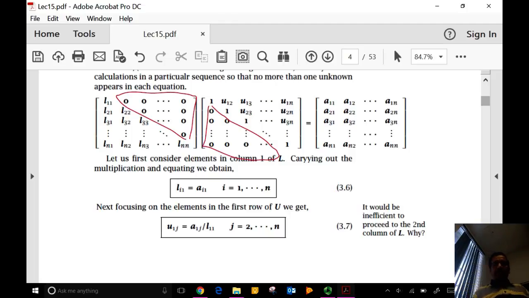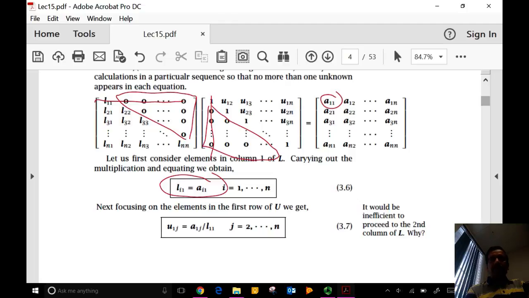The order is, for example, take the first row multiplied by the first column, set that equal to A11. And you will find that L11 times 1 equals A11. So that gives you that L11 is equal to A11. L11 is the only unknown.